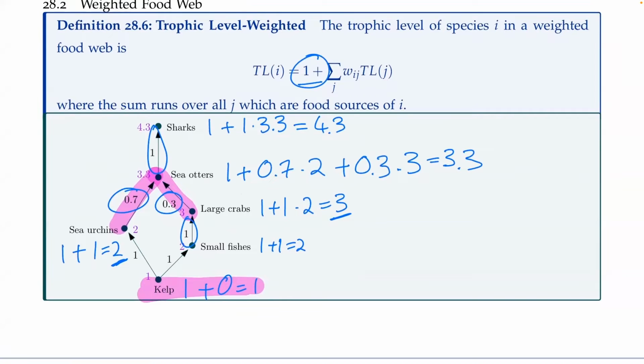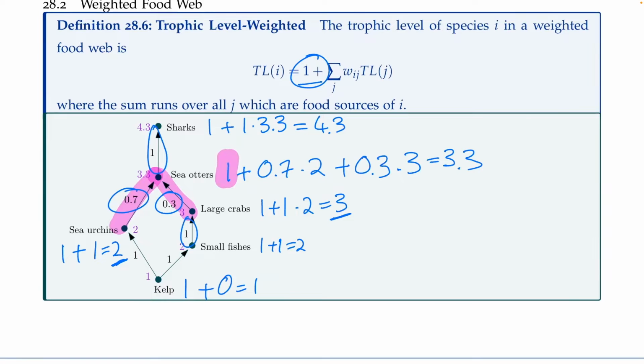And then for everything above that, we just do 1 plus all the things feeding into it, weighted by their proportion of the diet of the species that's eating it. So again, I'll use sea otters as an example here. Sea otters, we have this 1 at the beginning, so we do 1 plus.